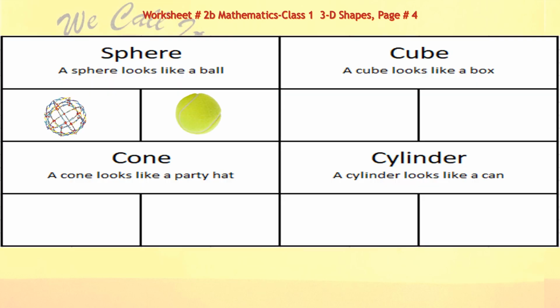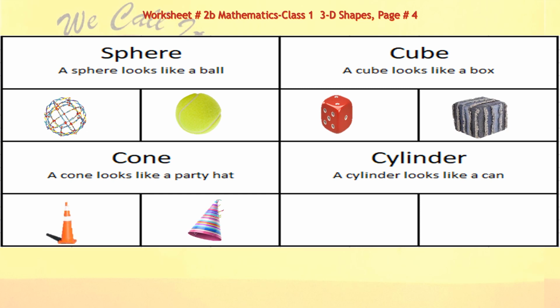See, I have pasted sphere-like pictures in a box of sphere, cube-like boxes, and a cone. They look like a party hat, and the last one is a cylinder. Can you see both the shapes? Yes, they look like a can.